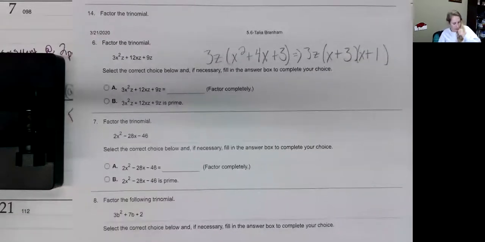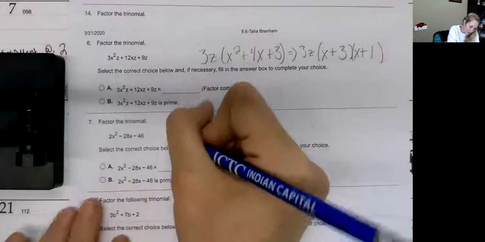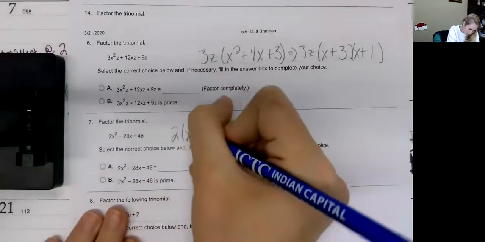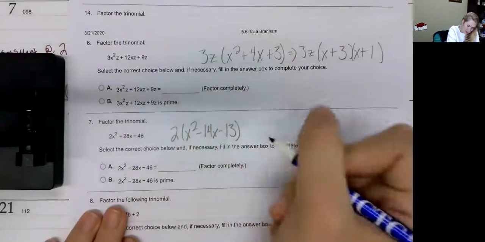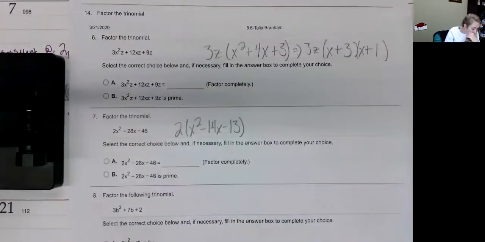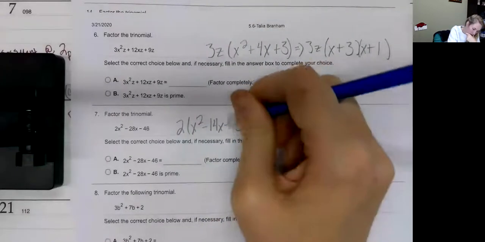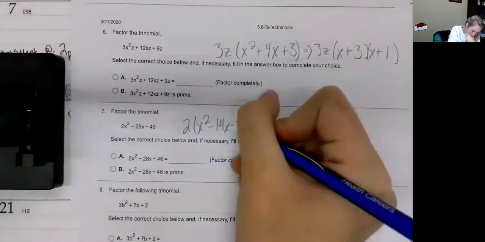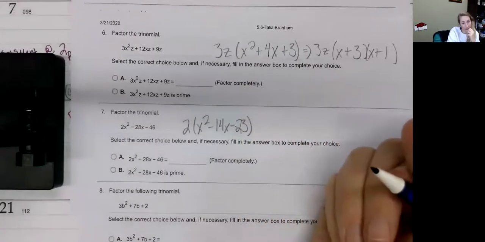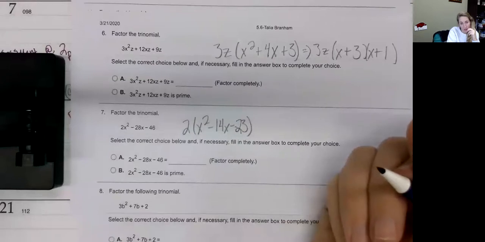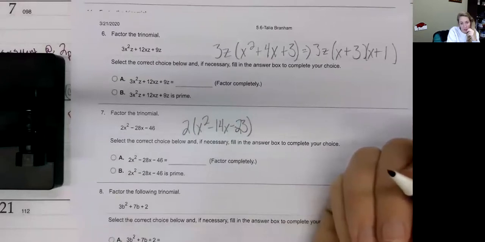2x squared subtract 28x subtract 46. Factor that 2 out. So x squared subtract 14x subtract 13. That's not 13. 46 divided by 2 would be 23. Factors of 23 that subtract to get 14.